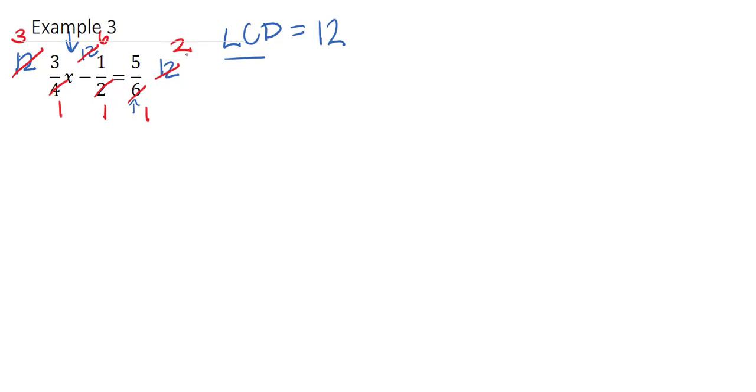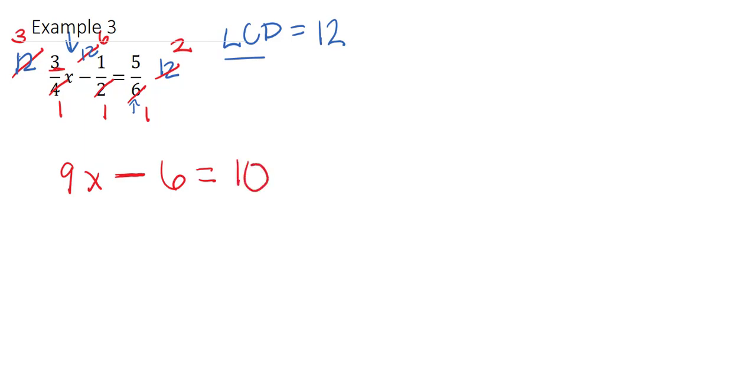So now we can go ahead and start solving. So we have 3 times this 3, so that would be 9x. Then we have minus, don't forget the minus sign. We have minus 1 times 6, so that's 6, equals 5 times 2, which is then 10.